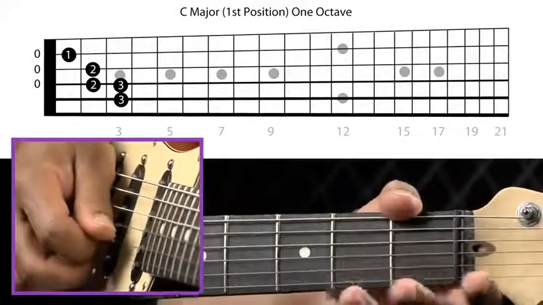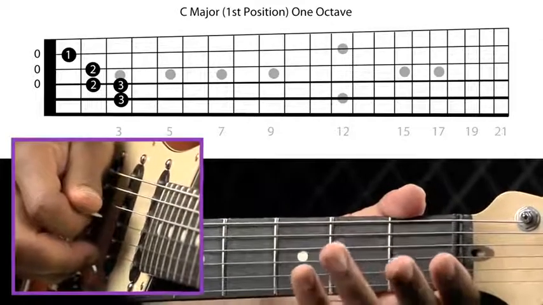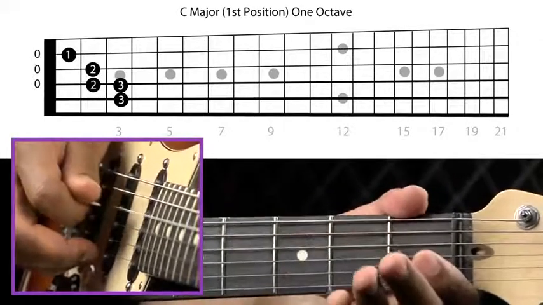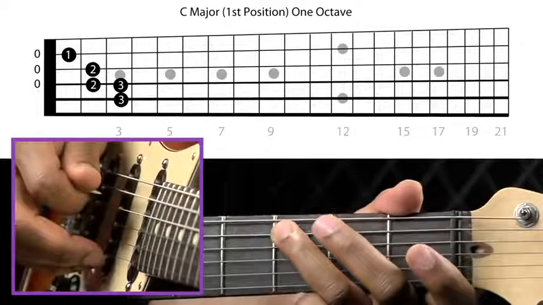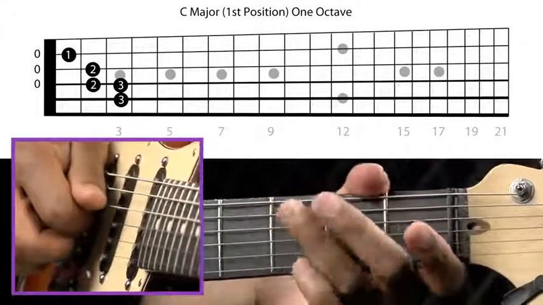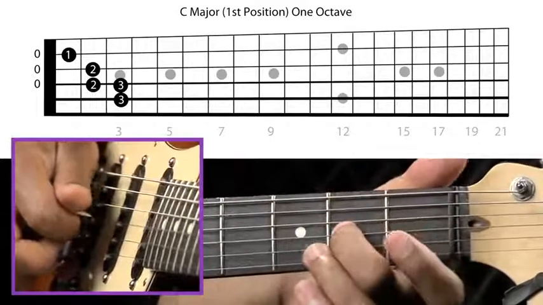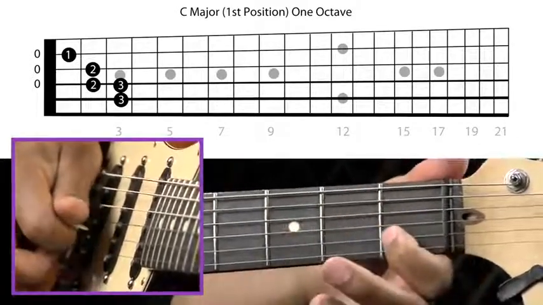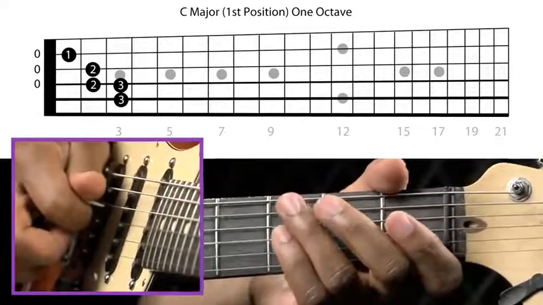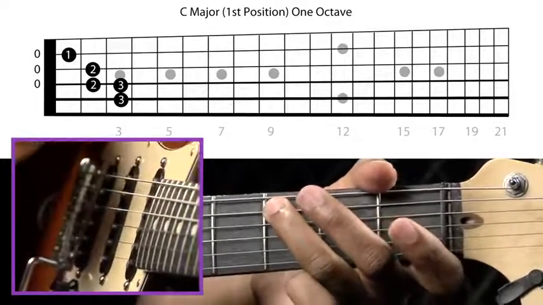C, open B, A, open G, F, E, open D, and we're back at C again. One more time. C, D, E, F, G, A, B, C. C, B, A, G, F, E, D, and C.